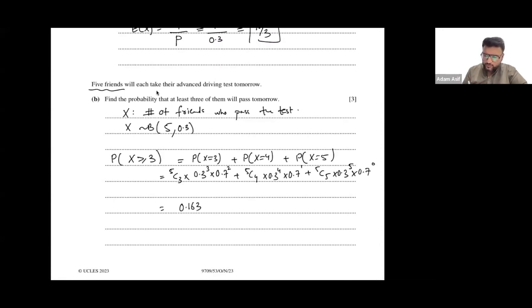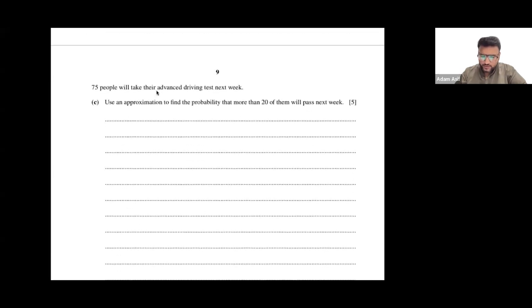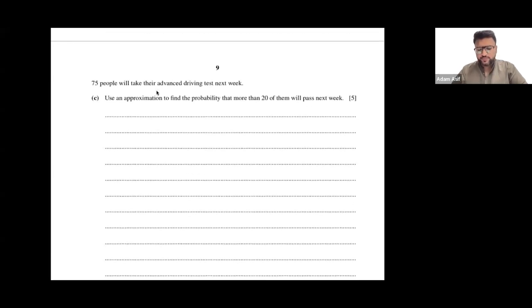So you get 0.163. Now, part C says 75 people will take their advanced driving test next week. Use an approximation to find the probability that more than 20 of them will pass the test next week. Again, X represents the number of people who are going to pass the test. But here, the number of trials is large, and we would need to find so many probabilities. So the suitable approximation that we are going to use is the normal approximation.